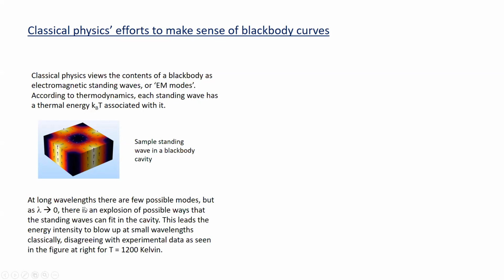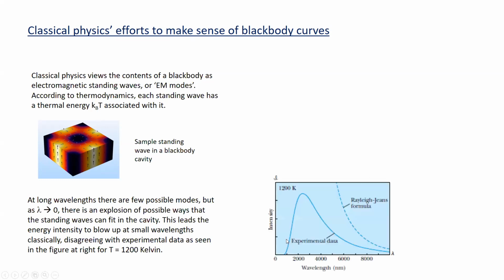and each of these many standing waves has a thermal energy kBT associated with it. So this leads the energy intensity to blow up at small wavelengths classically, because we multiply this huge number of modes at small wavelength times each mode getting the same amount of energy kBT. And we can see that this is the curve we get.